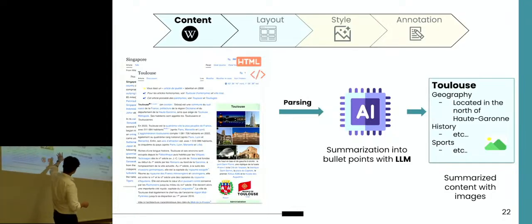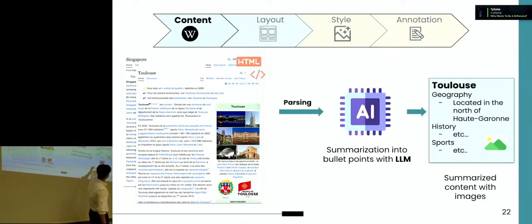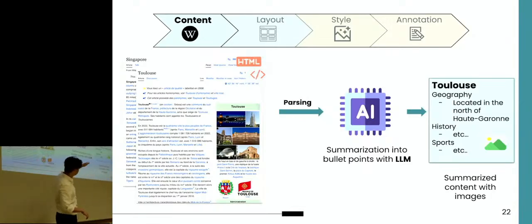Then we use this content and run it through a small LLM to transform it into more suitable slide content. We transform the big paragraphs into bullet points. What we have at the end is summarized content with images. So for Toulouse, we will have a section on geography with bullet points, located in the north of Haute-Garonne. Then we have other sections like that.